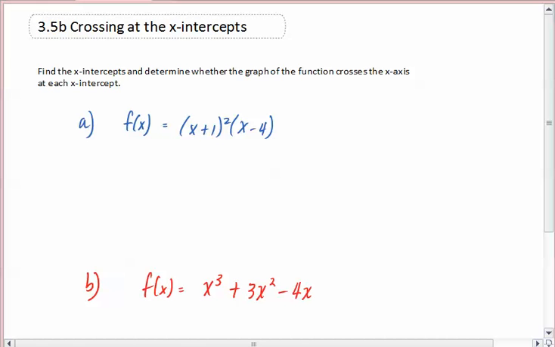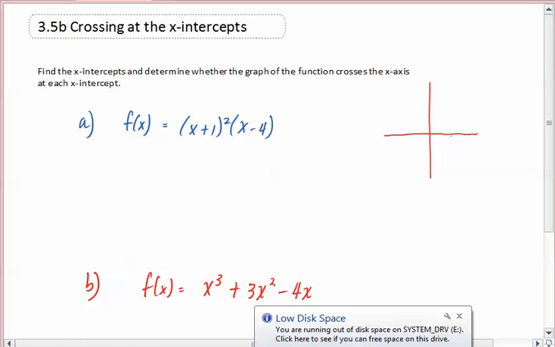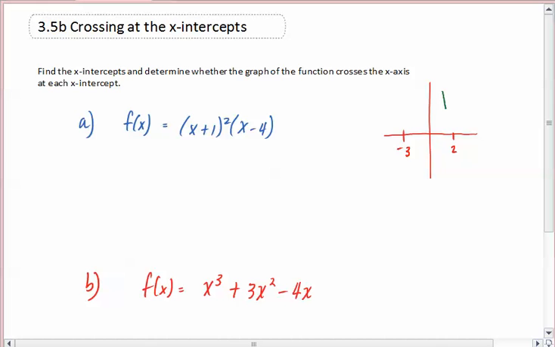Now we're going to take a look at what happens at x-intercepts. So there are two things that can happen when I find an x-intercept. Let me just give you a little visual here. Let's just say I have a 2 here and I have a -3 here. I can have a graph go through an x-intercept.